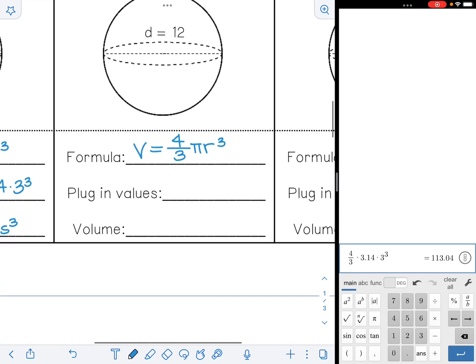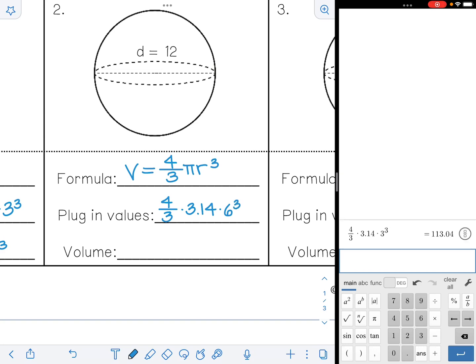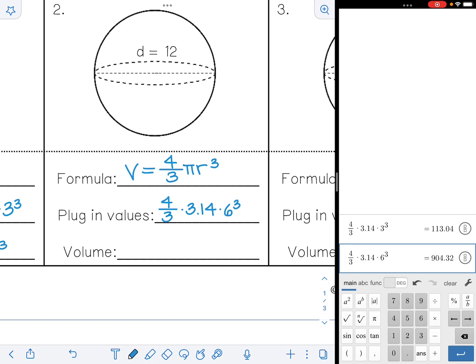Moving on to number 2, plugging in our values, we have 4/3 times 3.14 times, now this time we are given our diameter of 12, so we want to cut that in half to get our radius. So our radius would be 6 raised to the third power. When we type that into our calculator, we will get 904.32 units cubed.